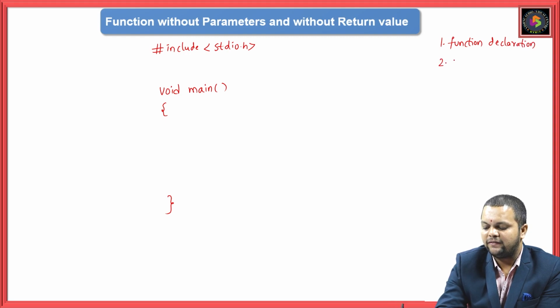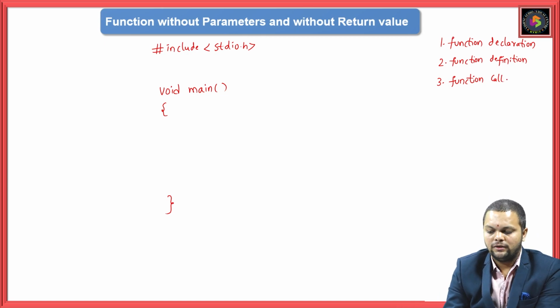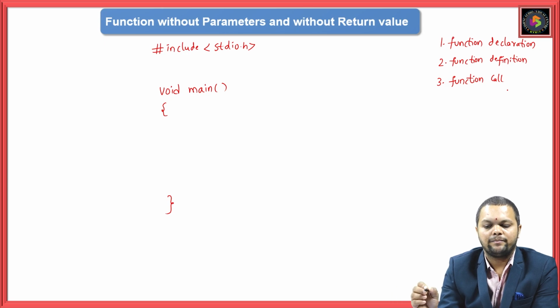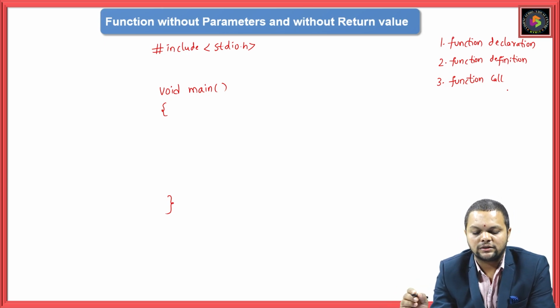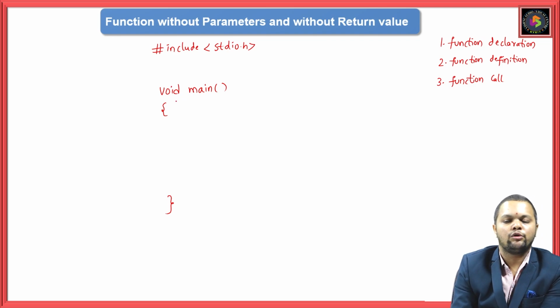The second thing I need is function definition. The third thing I need is function call. So first one is function declaration, then definition, then call. I need the function declaration, where I'm declaring it globally, before your void main.